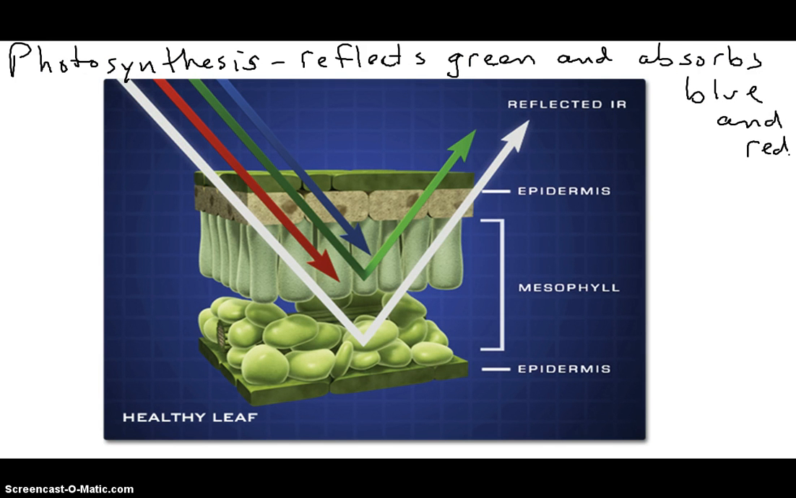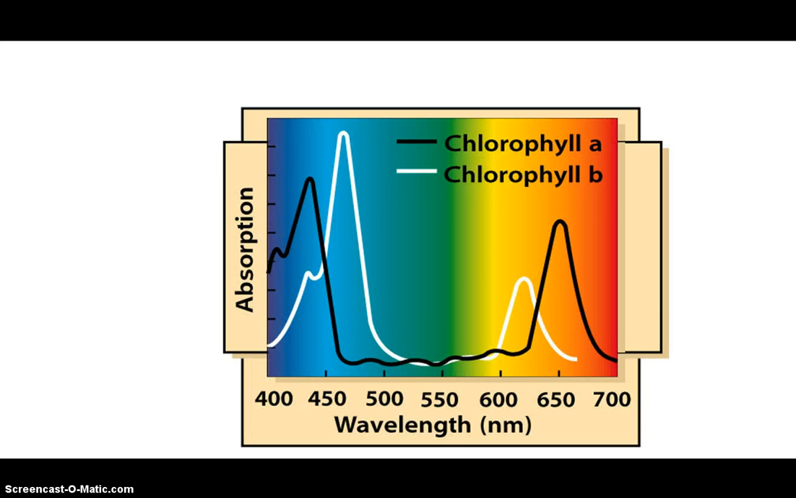Now, how does this apply to photosynthesis? Well, a plant reflects green, because that's what we see, and it absorbs mostly the red and the blue. So if you look at the arrows coming in, the red and the blue are going to be absorbed by this layer called the mesophyll. That's where the chloroplasts are, and the green gets reflected, and that's what we see. There's also something here reflected, IR, infrared, and we're not going to talk about that right now because we really want to key in on the visible spectrum.